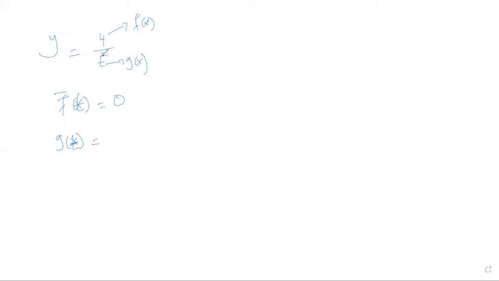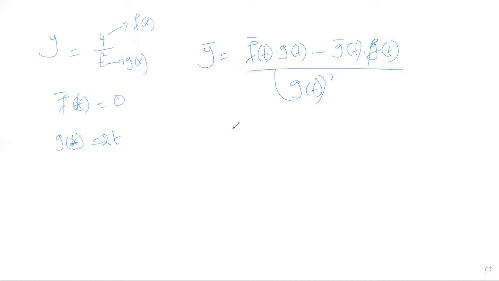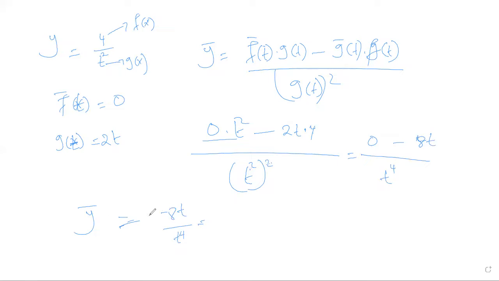The derivative of this one will be 2t. Let me also write the formula: the derivative of f(t) times g(t), minus the derivative of g(t) times f(t), divided by g(t) squared. So the derivative of f(t) will be 0 times t squared, minus the derivative of this one, which is 2t, times 4, divided by t squared squared.